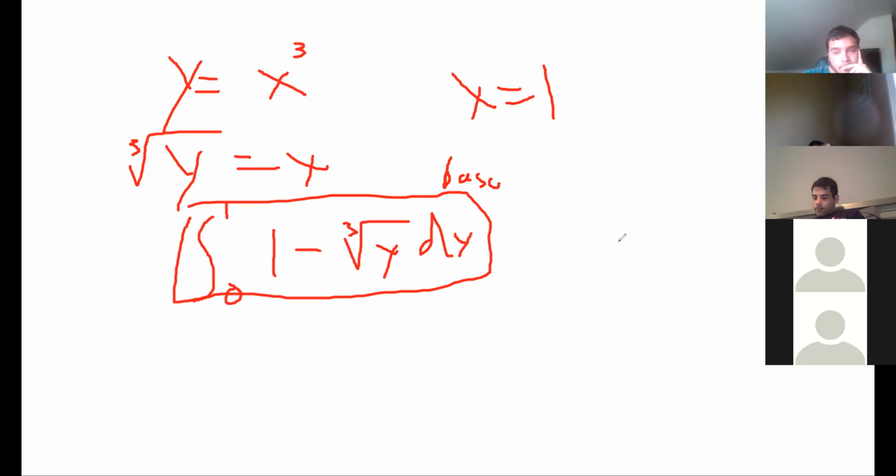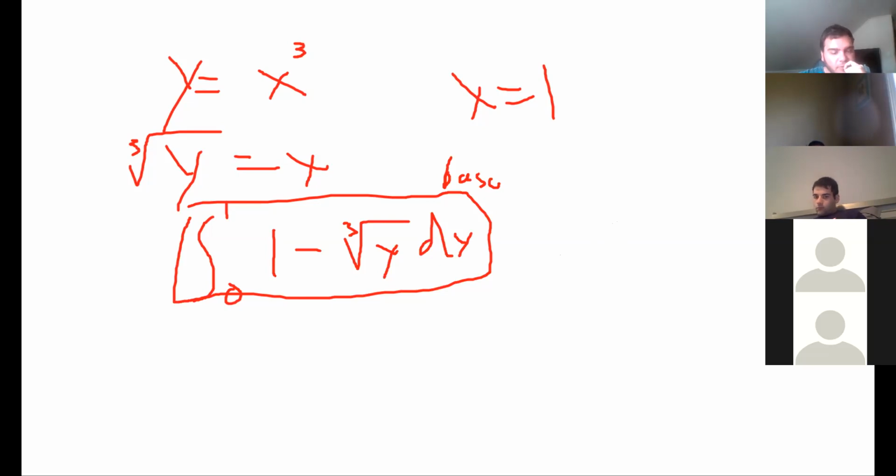Okay. So that turns our question literally on its head, because now we're not looking at it from up and down, we're looking at it from left to right. So it's 1 minus the cube root of y dy. That should be our curve. So now I could actually start this.